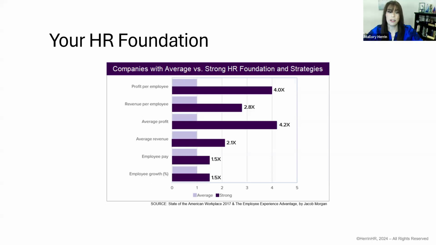Take a look at this infographic that compares companies with average versus strong HR foundations and strategies. Strong HR strategies can result in 4 times the profit per employee, 2.8 times the revenue per employee, 4.2 times the average profit overall, 2.1 times the average revenue, 1.5 times the employee pay, and that is a competitive advantage really needed in today's labor market, and 1.5 times the employee growth. This solid HR foundation, it's so essential to make sure you're able to grow, become profitable, and mitigate risk.